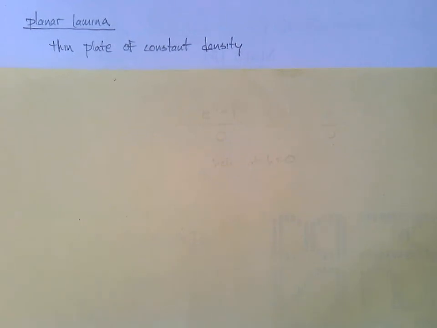Okay, so let's start by defining a planar lamina. A planar lamina is a thin plate of constant density. The truth is, they don't actually exist in the real world. They're just like thoughts, kind of like any kind of a shape. So think of a planar lamina as an infinitely thin little plate, and it might be natural to think of it as a very, very thin plate of metal, kind of like what we saw with fluid force.